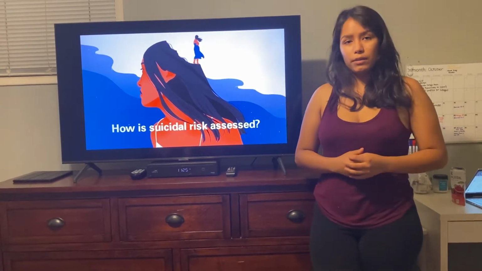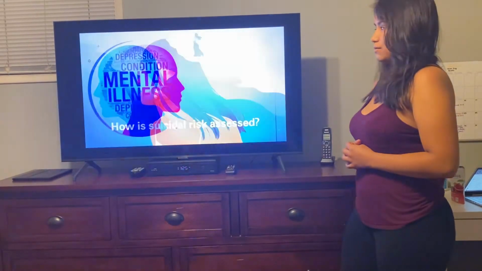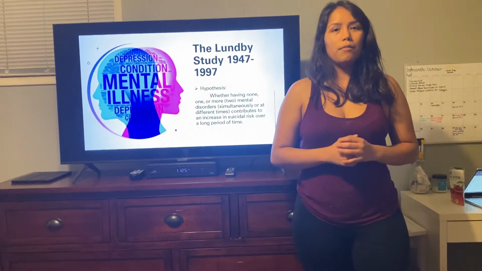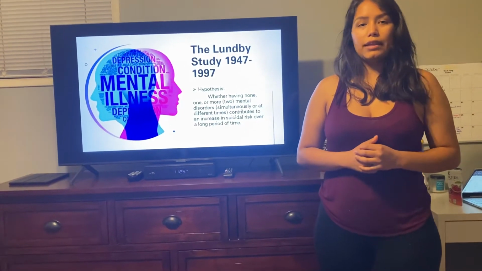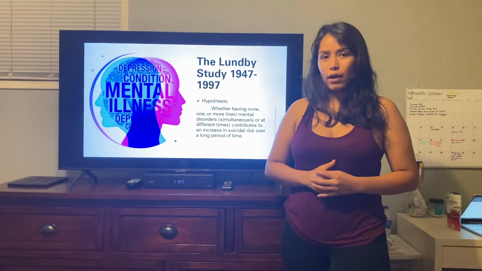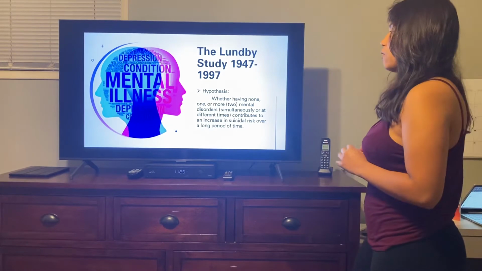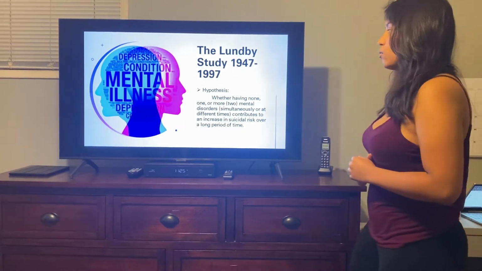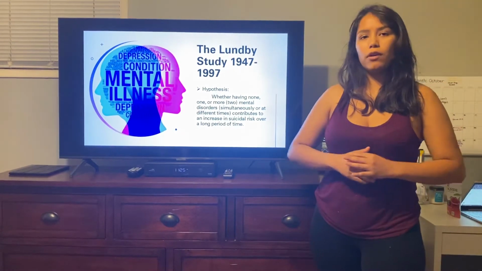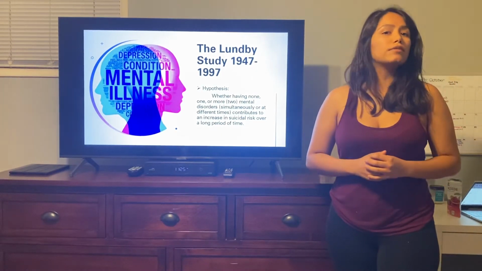Now, in the following slide, I will introduce the Lundby Study. The Lundby Study was generated by 4 different researchers, and they gathered together to assess suicidal risk. However, their hypothesis specifically focused on mental disorders. They hypothesized that whether having none, one, or more, meaning no more than 2 mental disorders, whether at the same time or at different occurrences, contributes to an increase in suicidal risk over a long period of time.